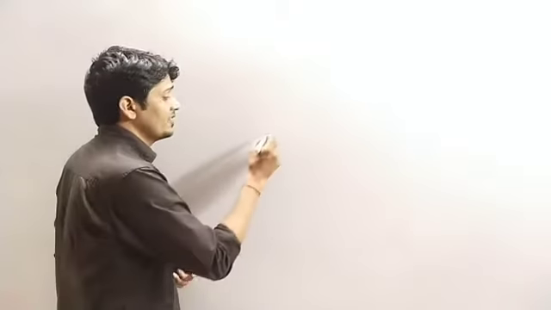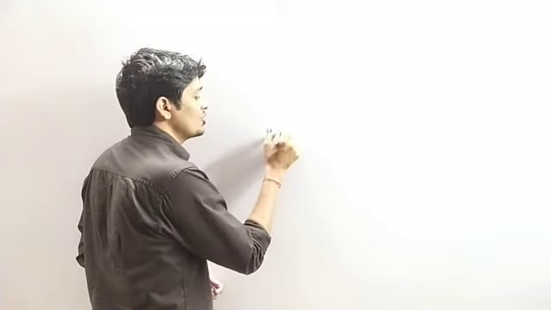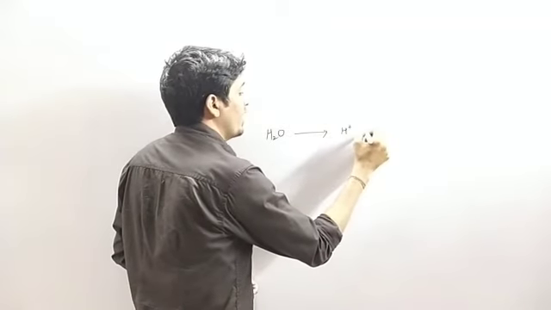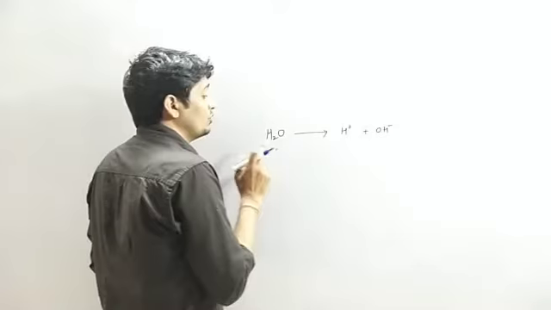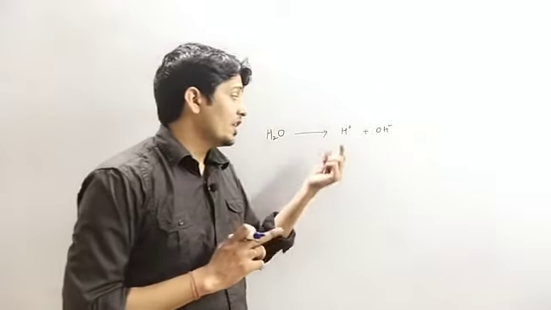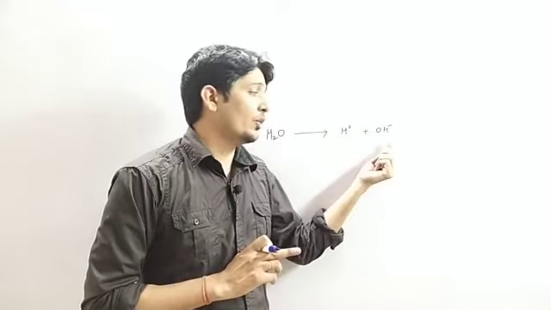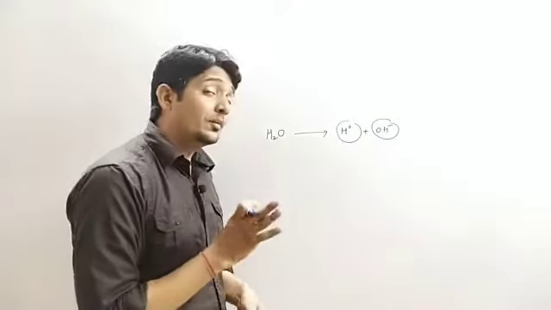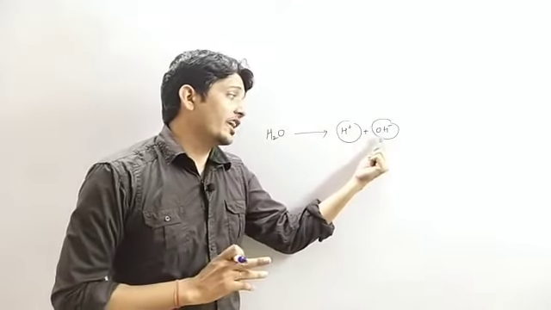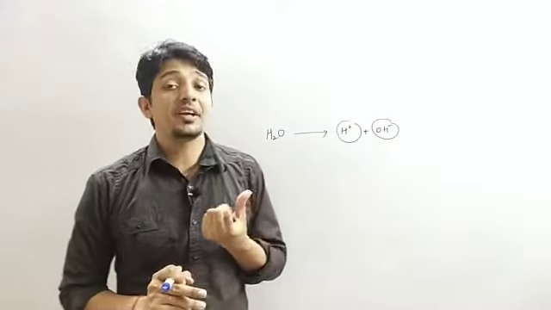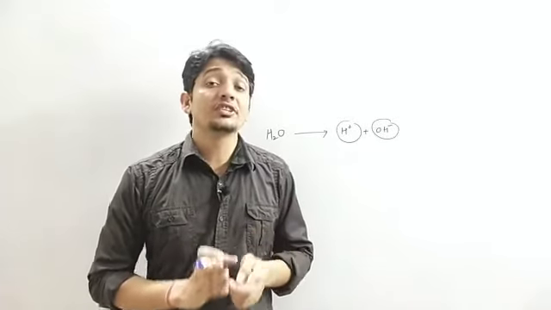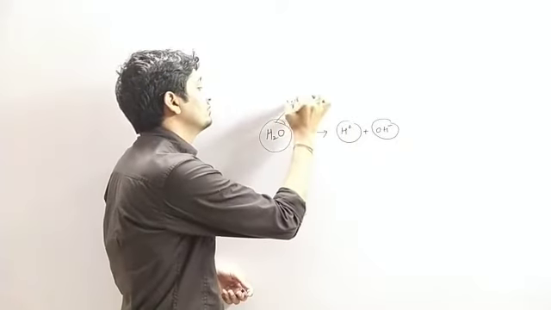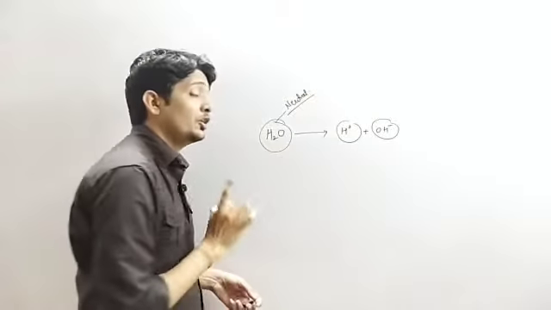If we see water, H2O, when it dissociates it produces H positive ion and OH negative ion. So water is the substance which produces an equal number of H positive ion and OH negative ion. They are in the same proportion. When OH negative ions and H positive ions are present in equal proportion, the substance is called a neutral substance. That's why we consider water a neutral substance.